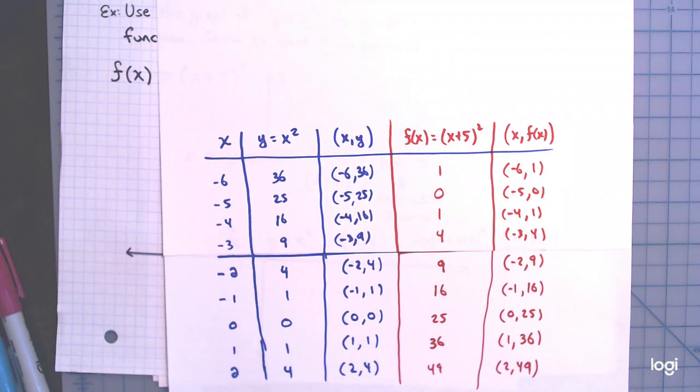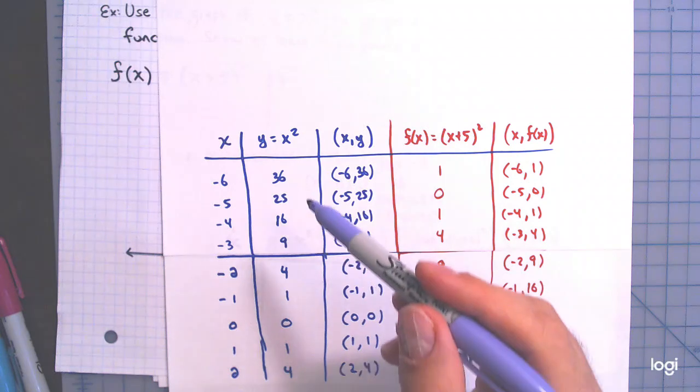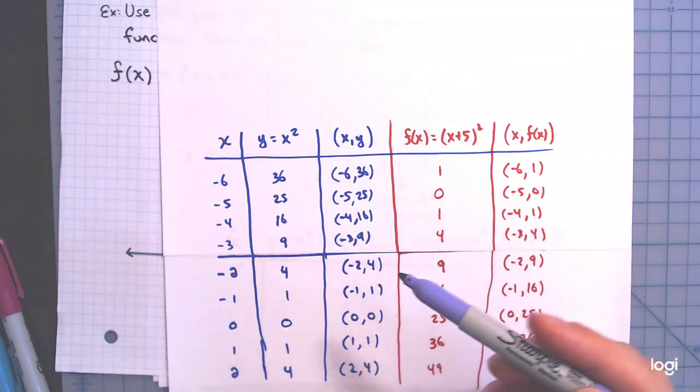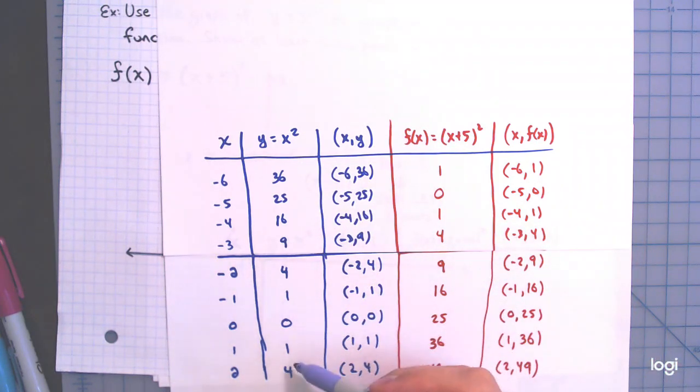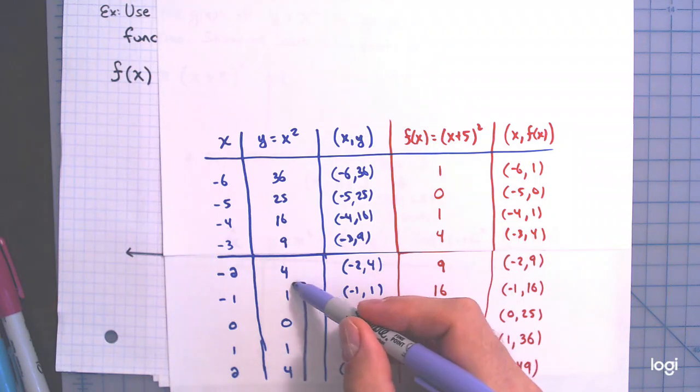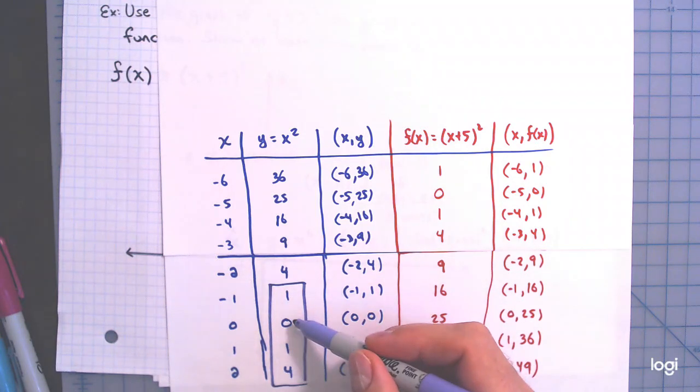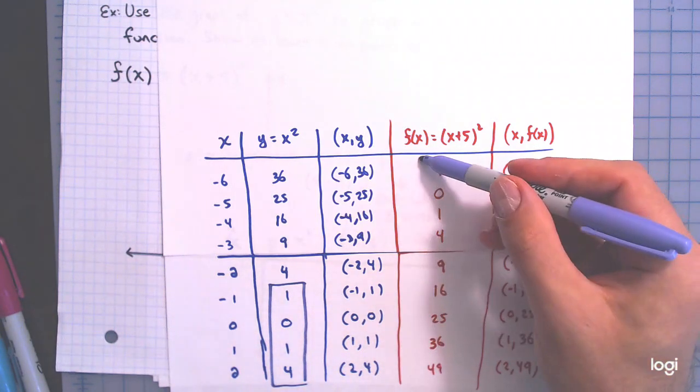Here's where you're going to see, in my table anyway, right? We'll see it in the graph more clearly. But here's where you see in the table a shift left 5. You see a pattern down this column that repeats over here. Look at this, this 1, 0, 1, 4. And then I'm seeing it again right up here.